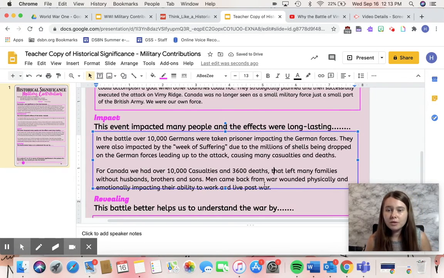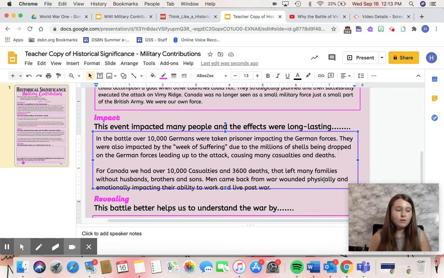Men came back from war wounded physically and emotionally, impacting their ability to work and live post-war. I also do want to add something here to the German side. The newspaper, the Globe, says in the very first paragraph, "It is a black day for the German armies and for the German women who do not yet know what it means to them." So they're referring to the same idea here with Canadian casualties, that casualties and deaths don't just impact the men on the front lines, it impacts the women at home.